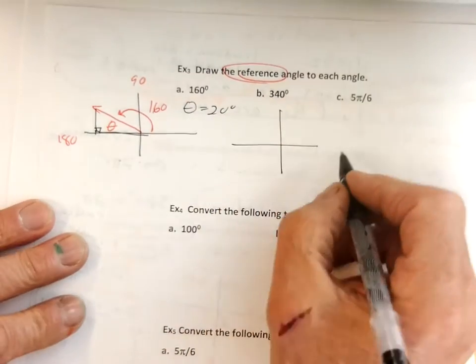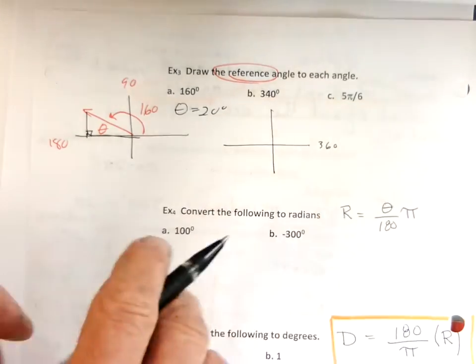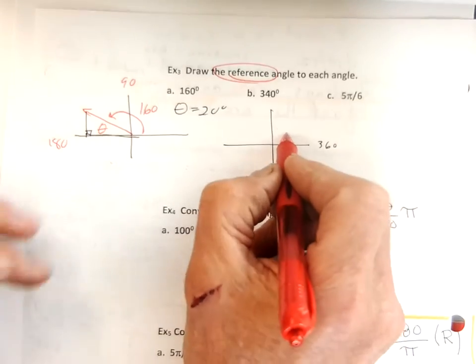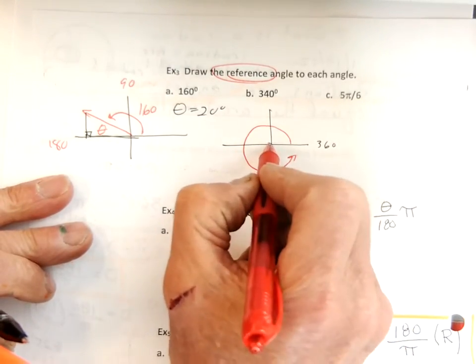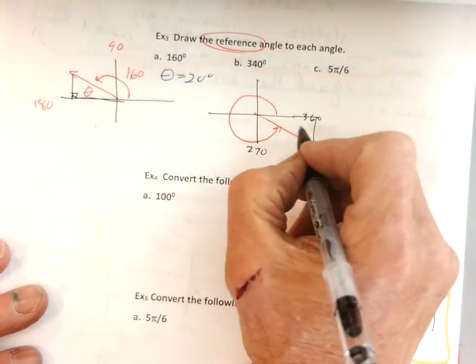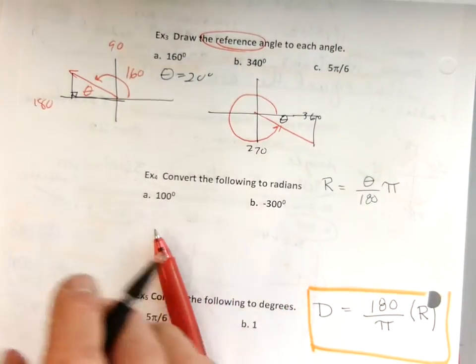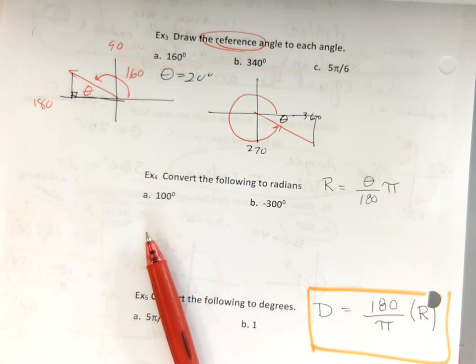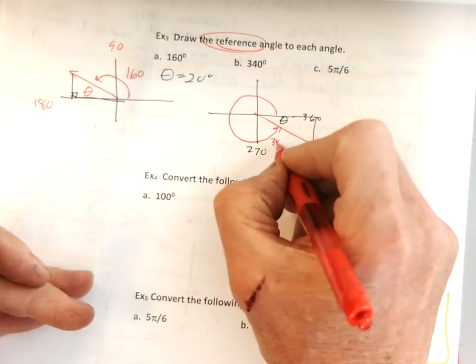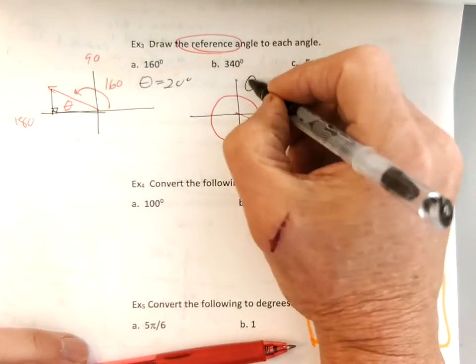Check out 340. That's 360, that's 270, right? So if I went all the way to 340 degrees, it's right there. That's my reference angle. My reference angle is an angle that makes the right triangle. What's that angle? 20 degrees again, right? You guys see that's 20 degrees again? I mean, if it's 340 degrees to here, that's got to be 20 again, right?